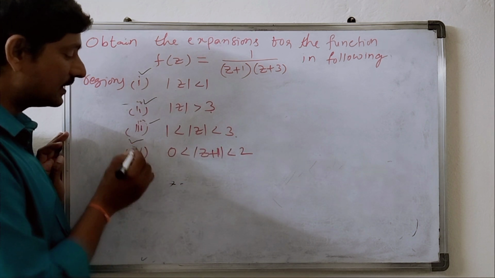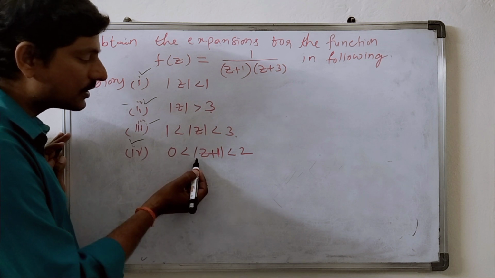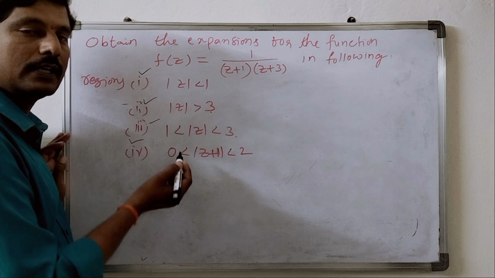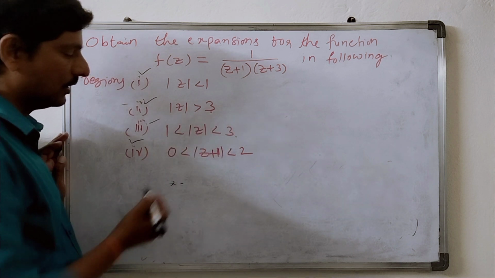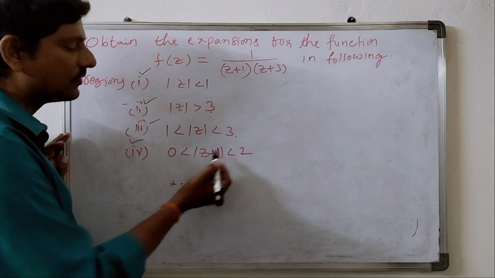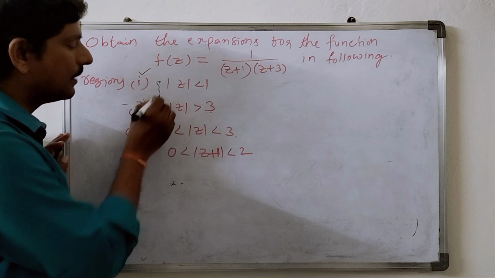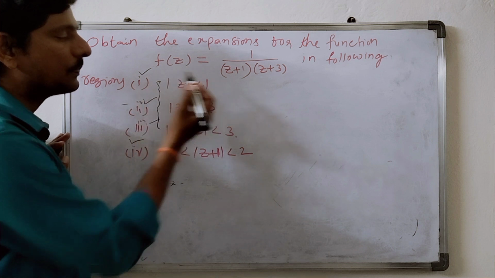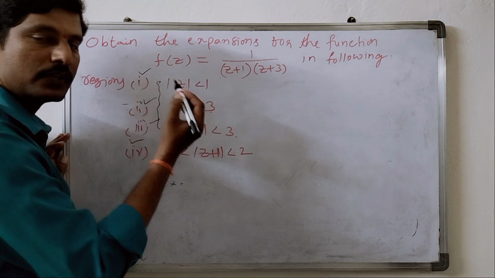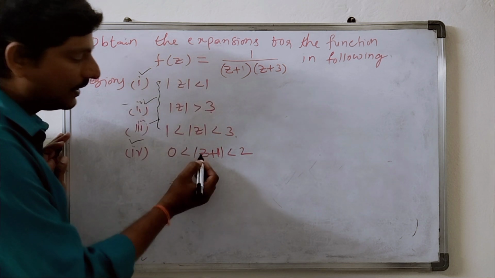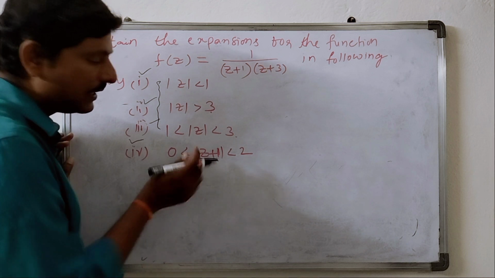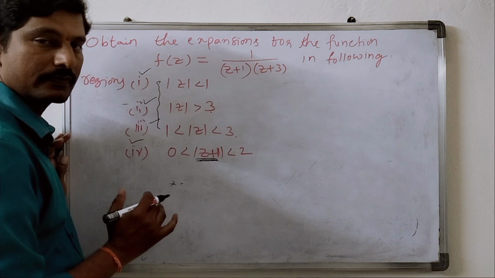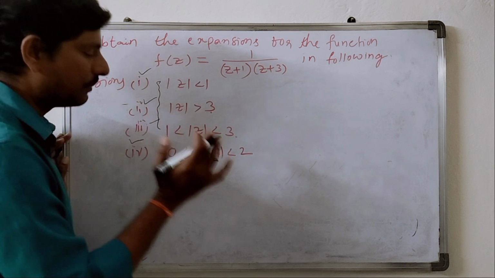And one more region is there, 0 less than modulus of z plus 1 less than 2. So this is something we didn't do in the previous video. In the above regions, it contains z only. That means you have to expand the expression in terms of z only. But here it is z plus 1. Here we have to expand in terms of z plus 1, right?